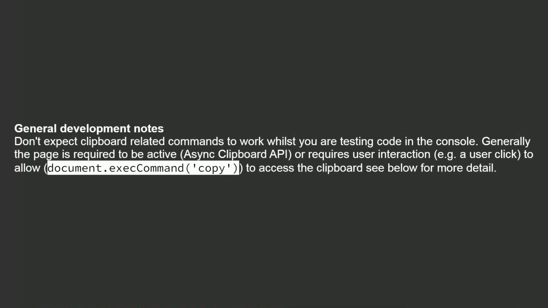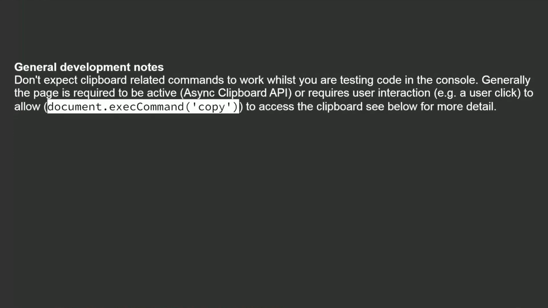General development notes: don't expect clipboard-related commands to work whilst you are testing code in the console. Generally the page is required to be active. Async Clipboard API also requires user interaction, for example, a user click to allow. Document exec command copy. To access the clipboard, see below for more detail.